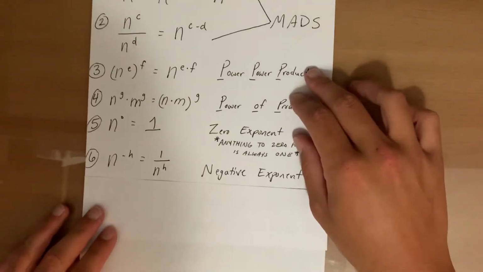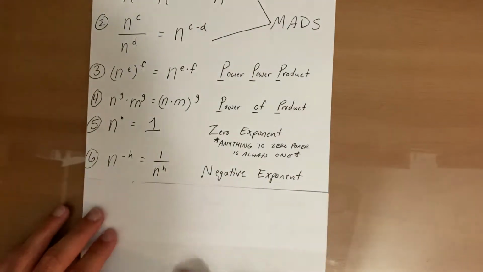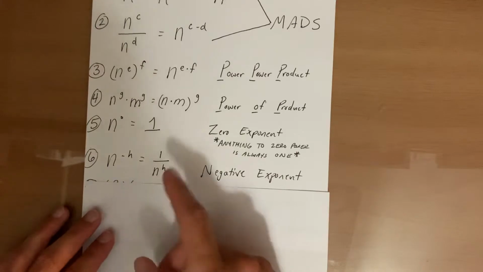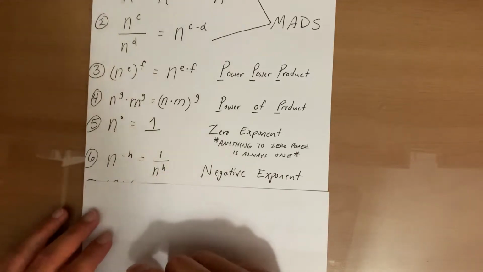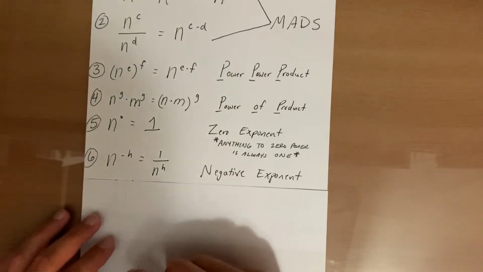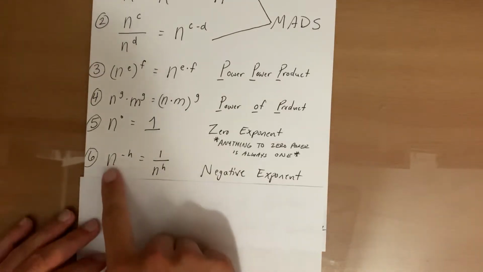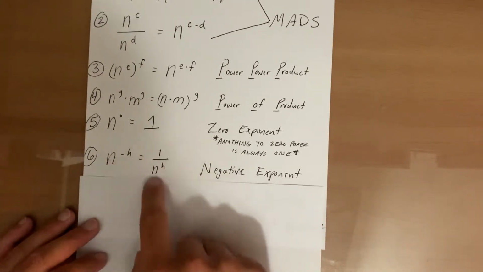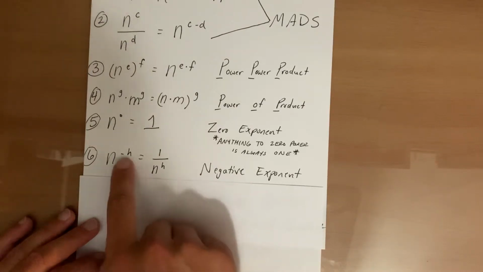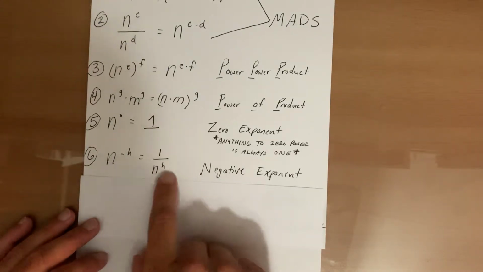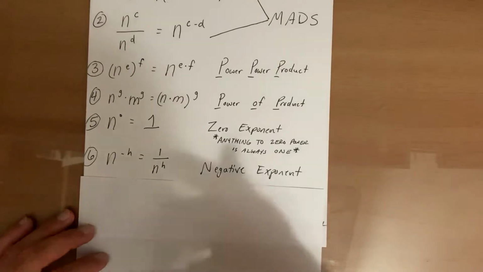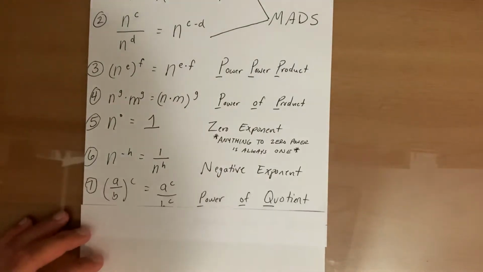Negative exponent. If we have n to the negative h, all you're going to do is take the reciprocal of the base. Reciprocal means like, if I had 1/5, it would be 5 over 1. So basically I'm flipping it. I flip the base, so instead of n, I have 1 over n. And then my negative exponent becomes positive. So I take the reciprocal of the base and I make the exponent positive.